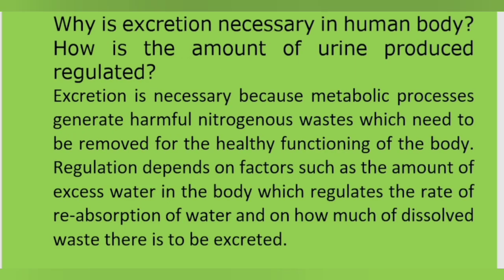Why is excretion necessary in the human body? How is the amount of urine produced regulated? Excretion is necessary because metabolic processes generate harmful nitrogenous waste which needs to be removed for the healthy functioning of the body. Regulation depends on factors such as the amount of excess water in the body, which regulates the rate of reabsorption of water, and on how much dissolved waste there is to be excreted.